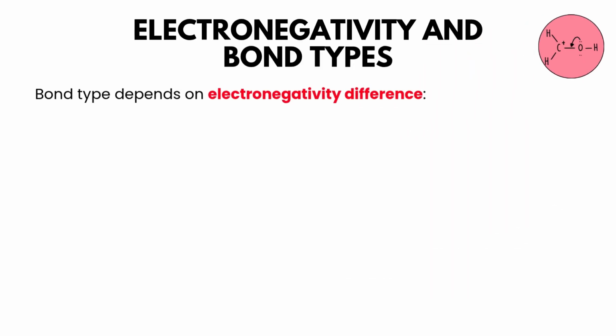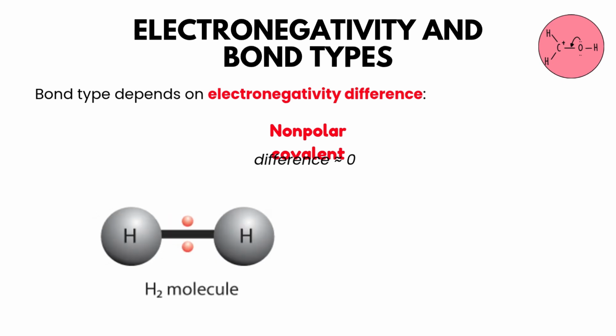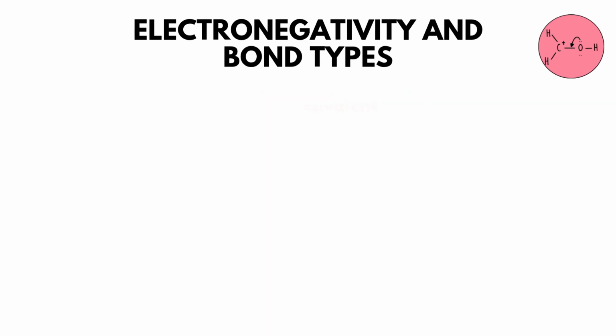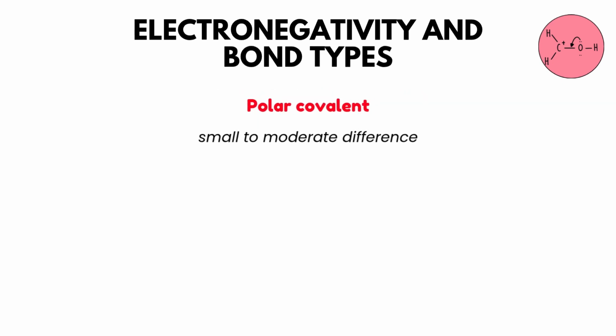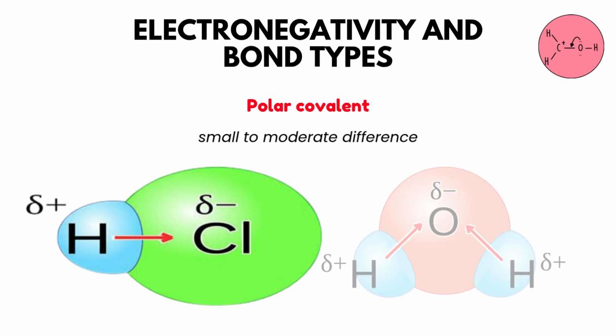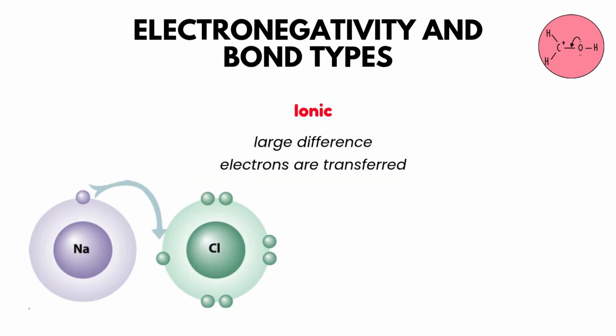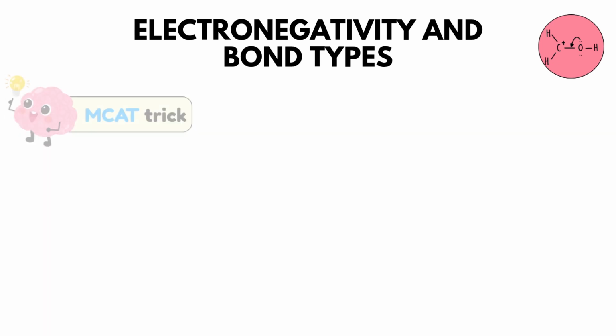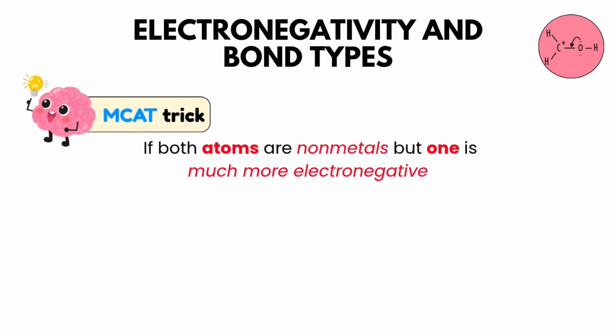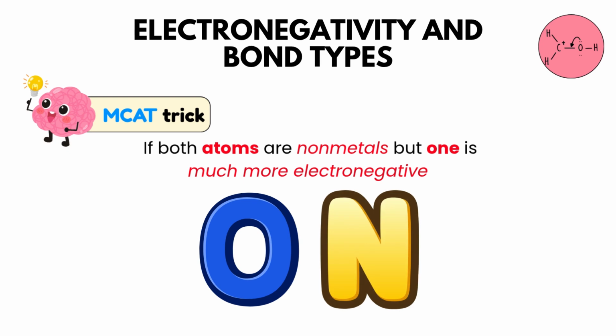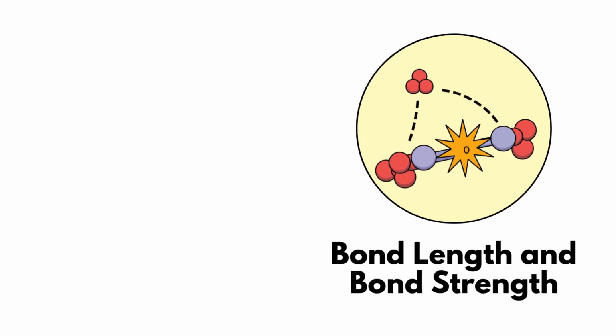Electronegativity and bond types. Bond type depends on electronegativity difference. Nonpolar covalent, difference approximately 0, like H2 or O2. Polar covalent, small to moderate difference, like HCl or H2O. Ionic, large difference, electrons are transferred, like NaCl. MCAT trick: if both atoms are nonmetals but one is much more electronegative, like O or N, it's likely polar covalent, not ionic.